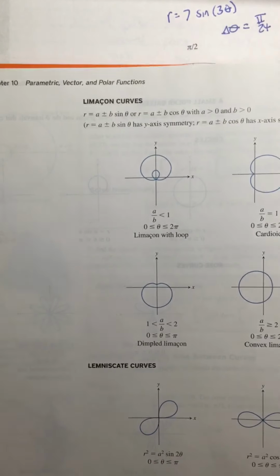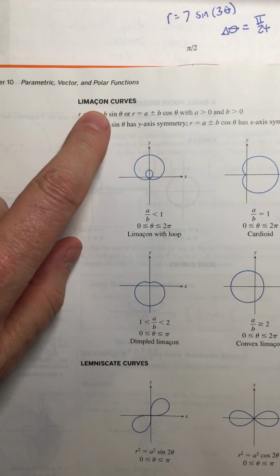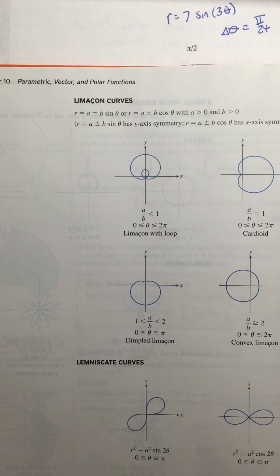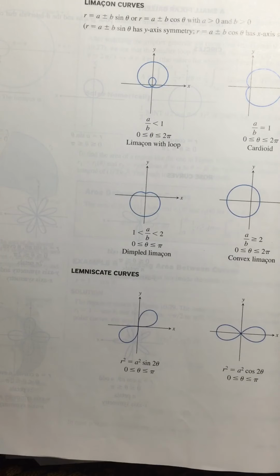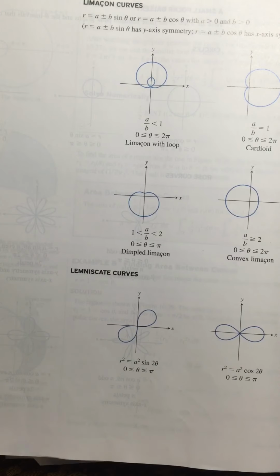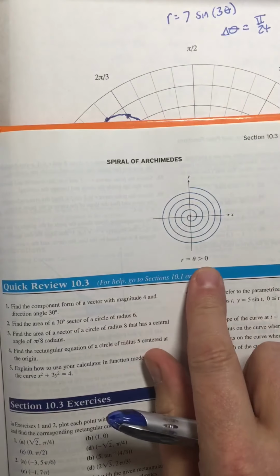You have lots of cool things like the limaçon curve. That's French, it's got the little tail on the C. Pretty sure it's French, not Portuguese. And then lemniscates. Lemniscate, limaçon. They're very cool. And of course, your basic spiral.